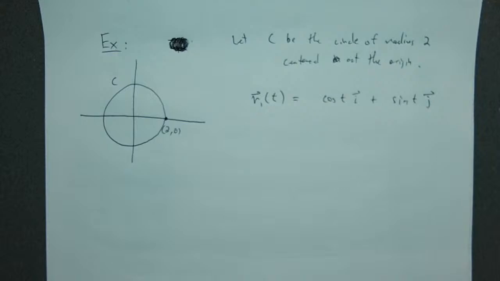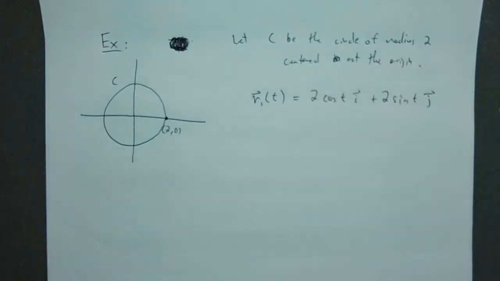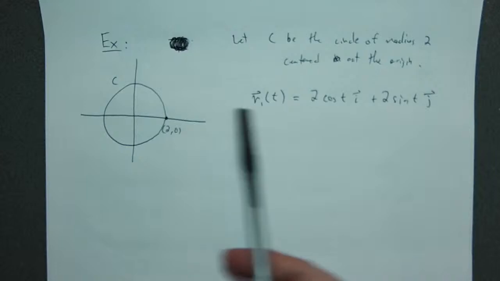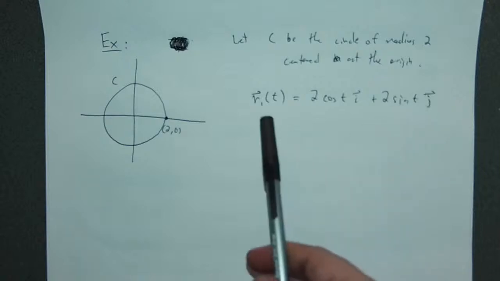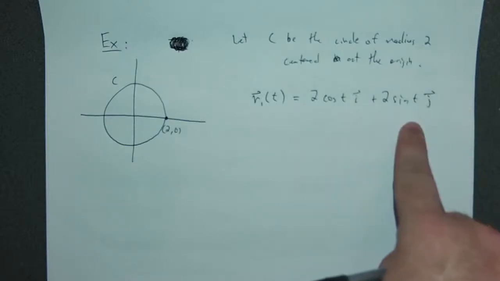Yeah, in the i and j slots, you just have a 2 out front, right? So this works. Okay, so 2 cosine t i plus 2 sine t j. And of course, when you describe a curve, when you write out a parameterization, I'm going to beat you all over the head with this several times because it's very important. When you write out the parameterization of a curve, you're not done until you say where t lives.